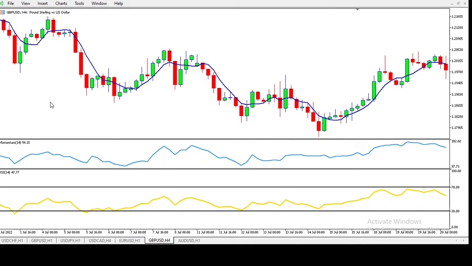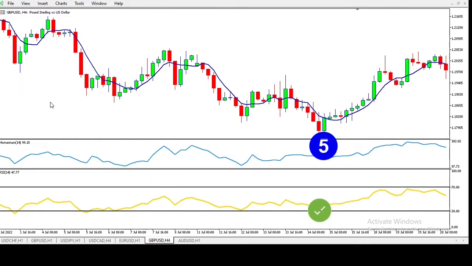Now you bring in your RSI. When you bring in your RSI, your focus here is on wave 3 and wave 5. That is where you spot the divergence. Your focus here is on wave 3 and wave 5, that is where you spot your divergence.